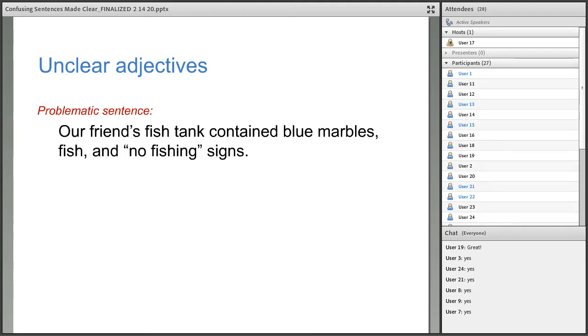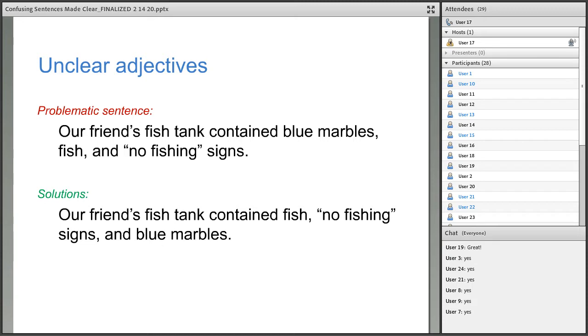Our next sentence reads, Our friend's fish tank contained blue marbles, fish, and no fishing signs. The problem in this sentence is the same as the one that we saw in the previous slide. The adjective placement is unclear, but this time your scientific background won't help you. It's impossible to tell whether the word blue refers to just marbles or whether it also refers to fish and the no fishing signs.